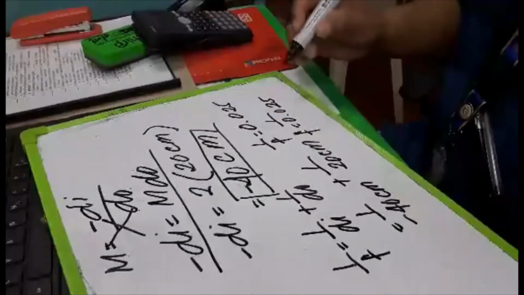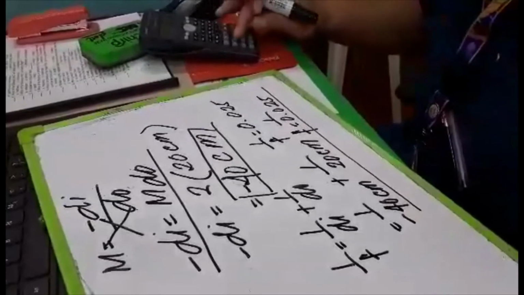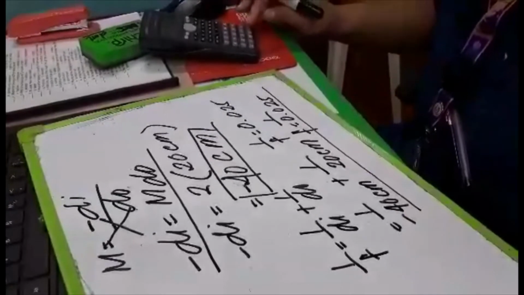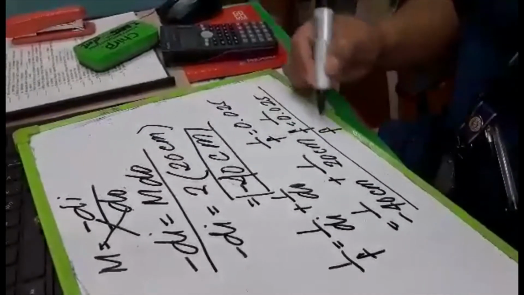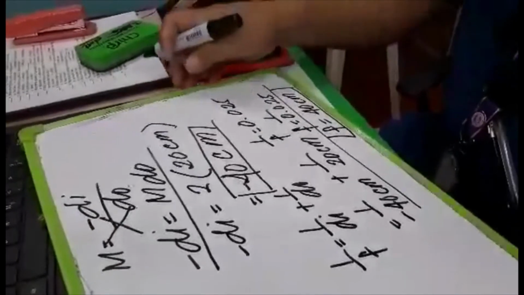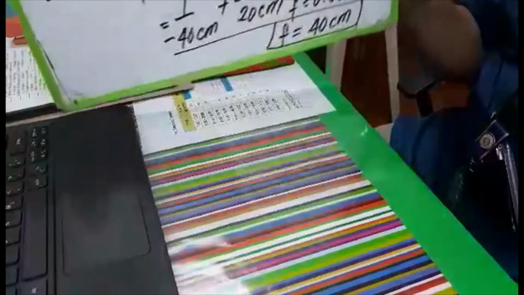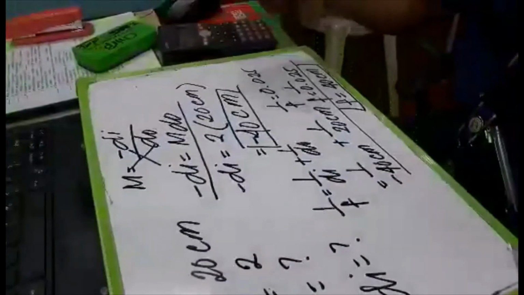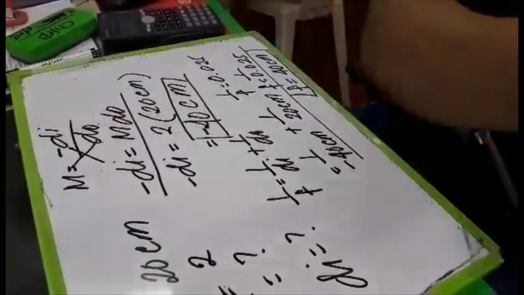So we have 1 over 0.025. So ano kaya magiging sagot natin dito? So 1 divide by the answer. So we have here our answer must be focal length is equal to 40 centimeters. So our focal length is 40 centimeters. Okay, so that is for the first problem that we applied the equation. Okay, mamaya papakita ko another problem, how to use this equation.